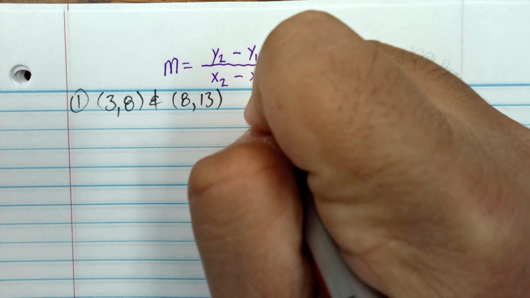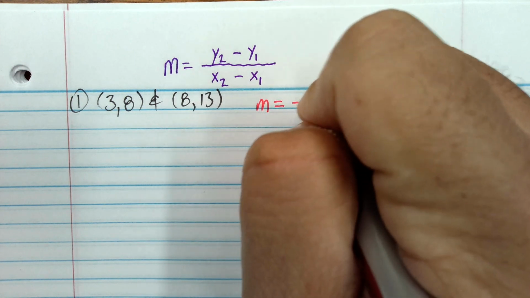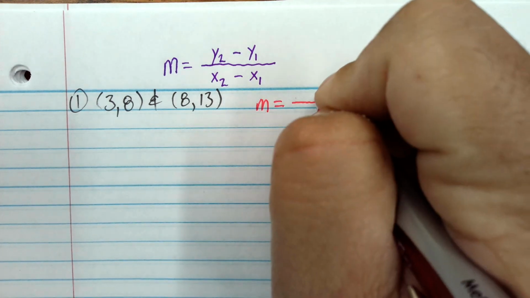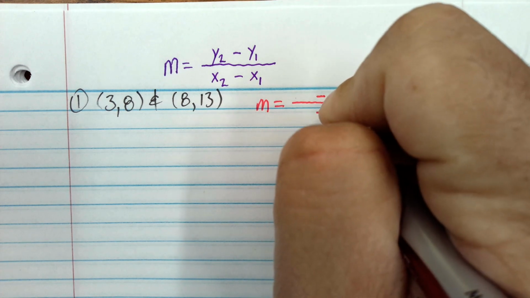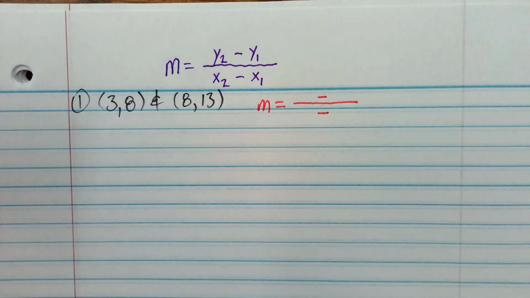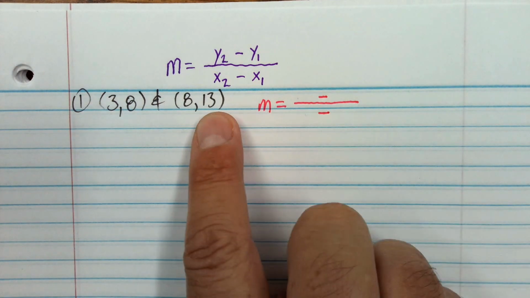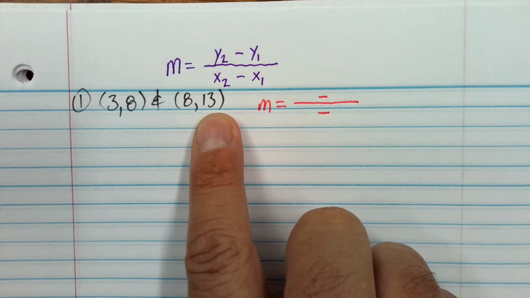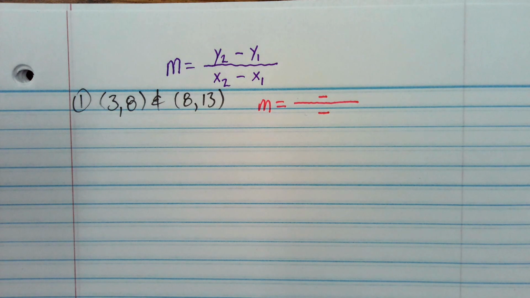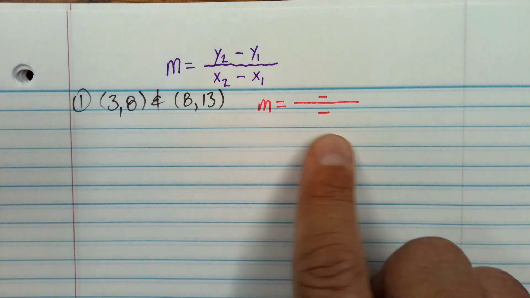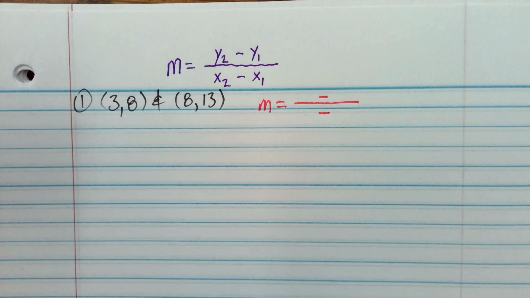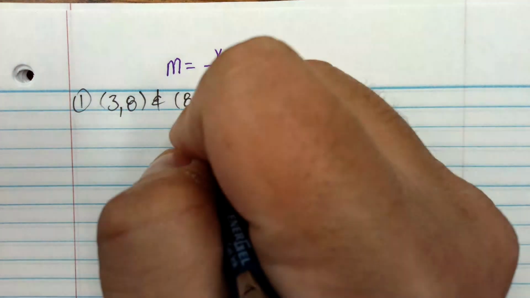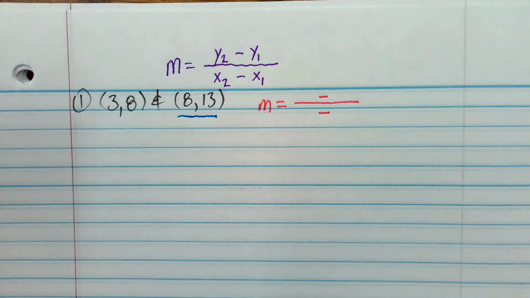So what I usually do is I set up that formula, but I don't put anything in there yet. So I have the fraction bar and two minus signs, and we're going to subtract. So remember, we're subtracting the y values, the 13 and the 8. And then we're also going to subtract the x values in the denominator, the 8 and the 3. But remember how I showed you to do this? I don't know, it just works for me, and hopefully it helps you out.